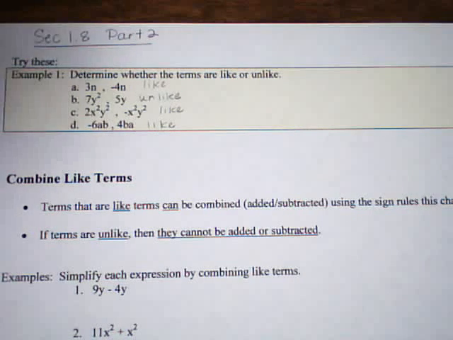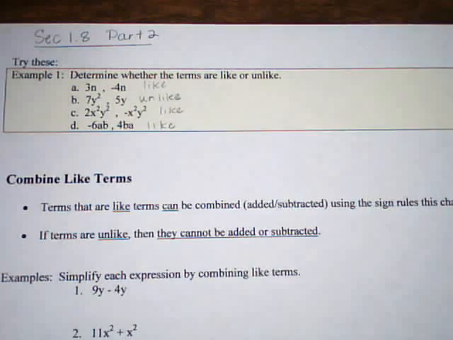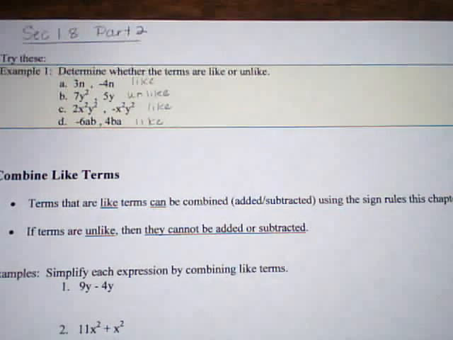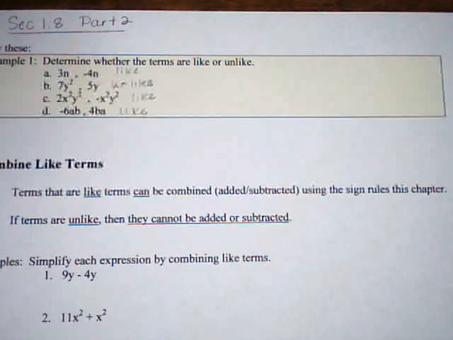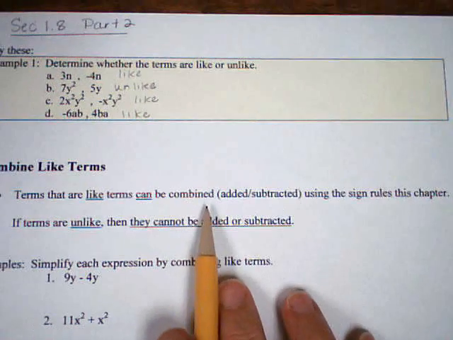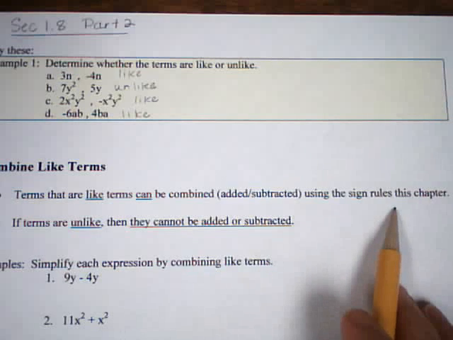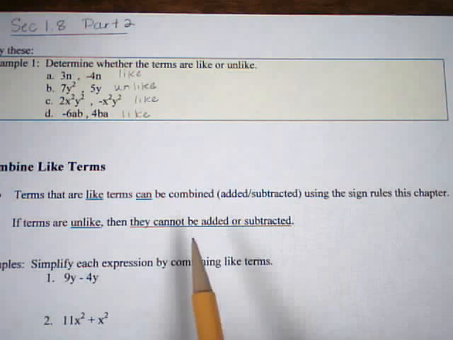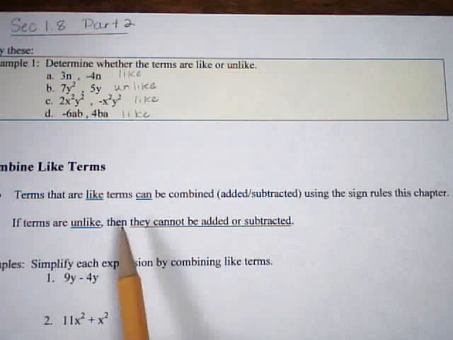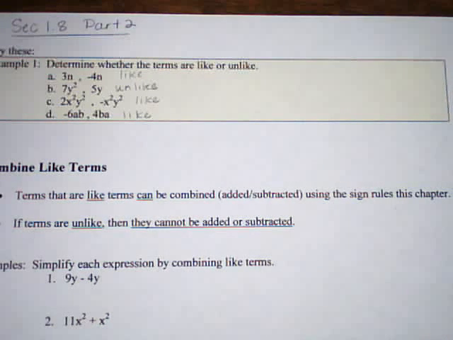Okay, in our problems that we're going to be working out today, we're going to be combining like terms. Terms that are like terms can be combined, and when I say combined, I mean added or subtracted using our sign rules that we've talked about earlier. If terms are unlike, they cannot be combined. They cannot be added or subtracted.